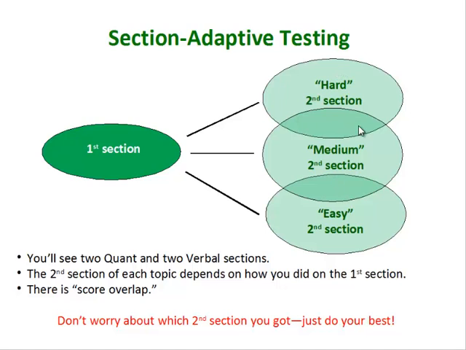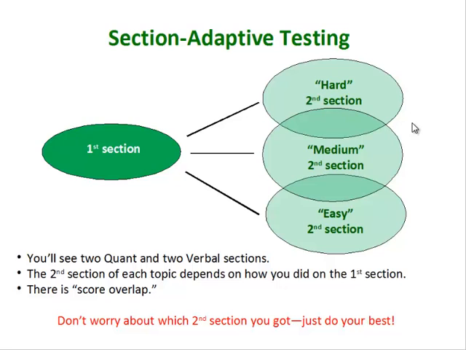Likewise, if you get the hard second section and you bomb it, you completely mess up, well, you're still probably not going to get the lowest score possible, okay? Because your score overall is basically the result of both sections. But you always want to do your best on the second section, no matter what it is, because let's say you got the medium section. Well, all is not lost. You're still potentially going to score higher than some of the people who got the hard second section.